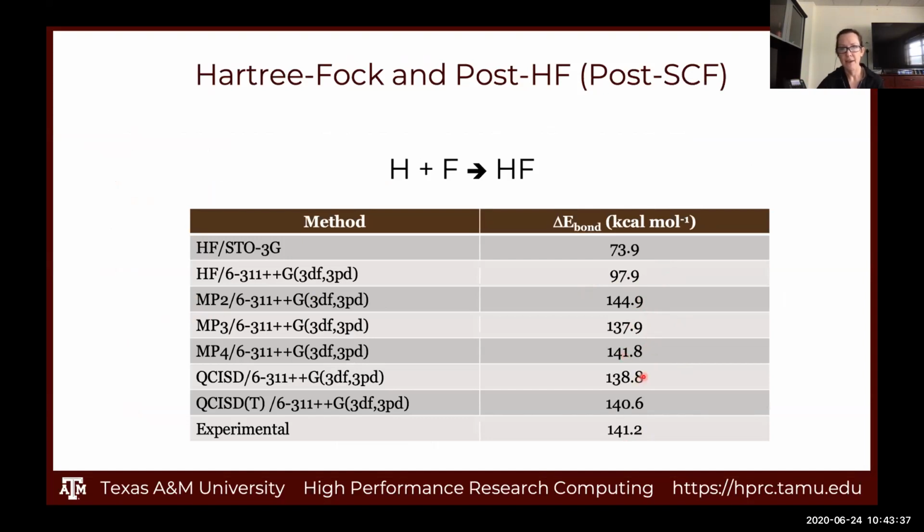QCISD goes to 138, which is in between these numbers. And then CCSD(T) is at 140.6, which is approaching that experimental value, okay? So generally in the computational world, chemical accuracy is considered to be within a kcal of the experimental value, 1 kcal.